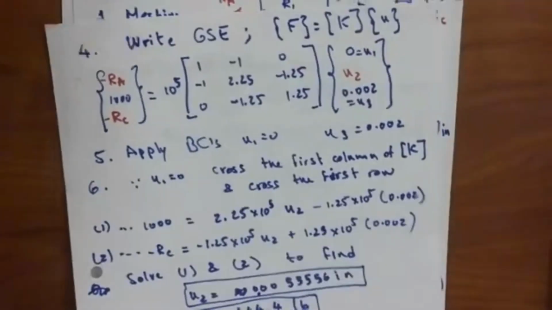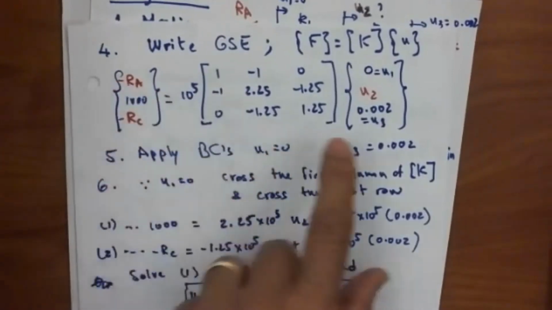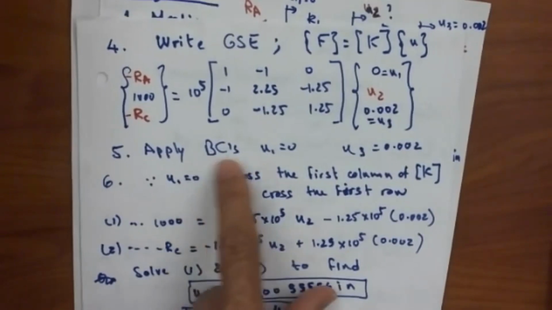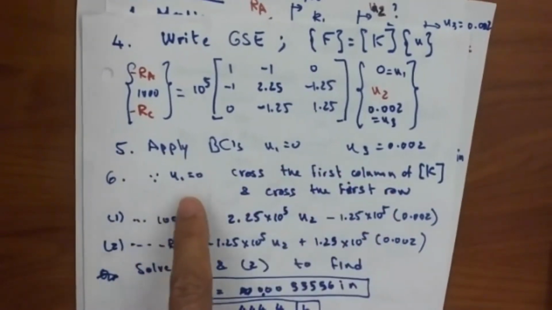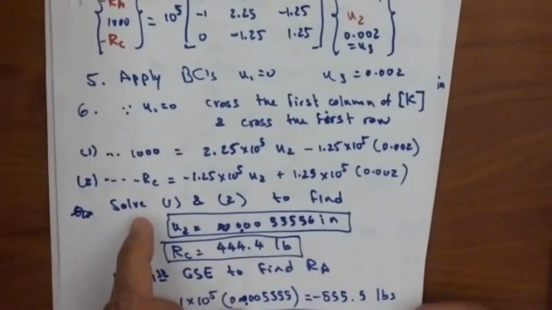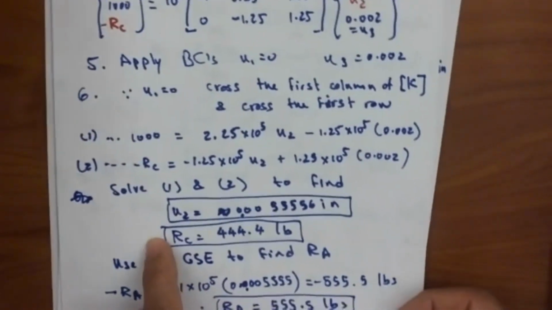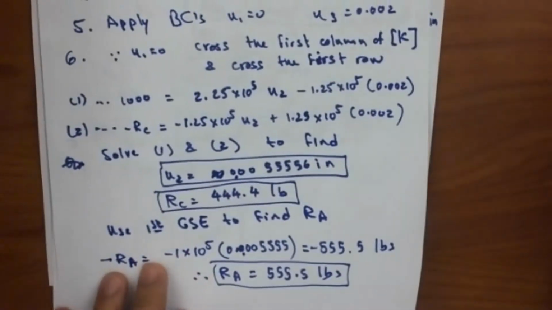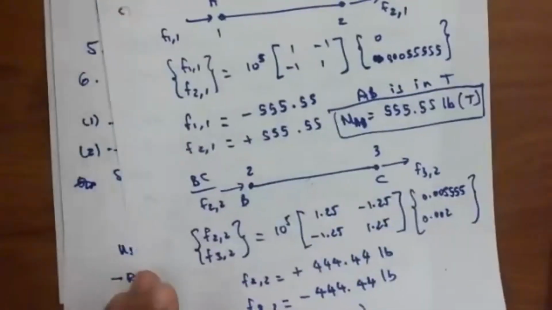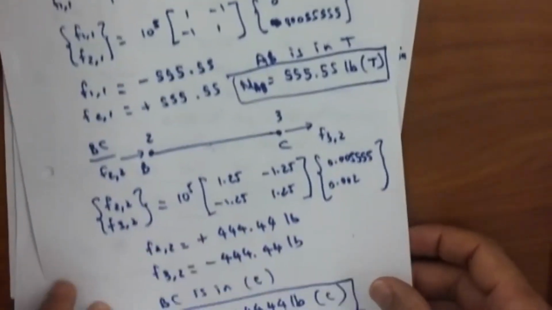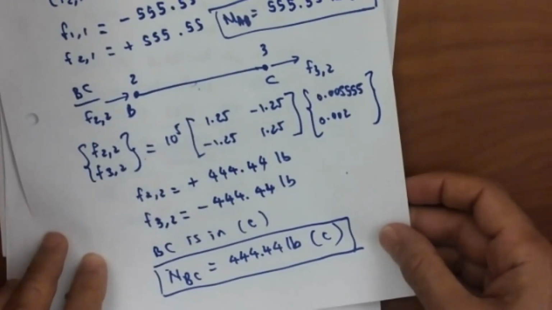when we wrote the global stiffness equations, we applied the boundary conditions, and we were able to solve for the unknowns. We found U2, and we found RC and RA. And then after that, we used the element stiffness equations to find the normal forces.